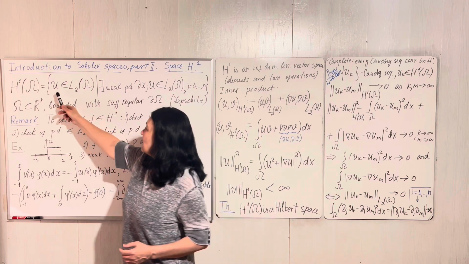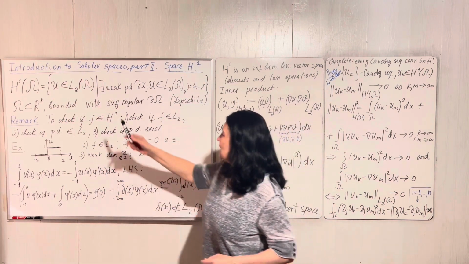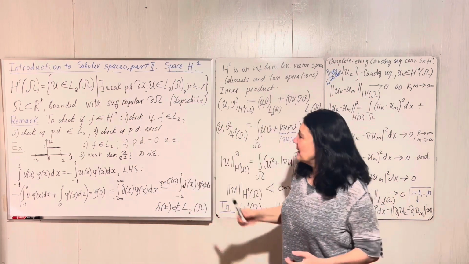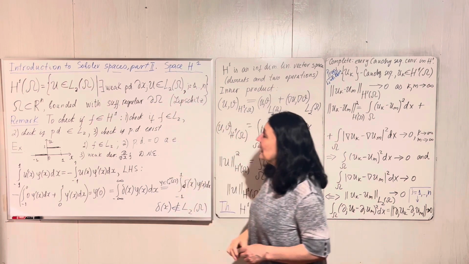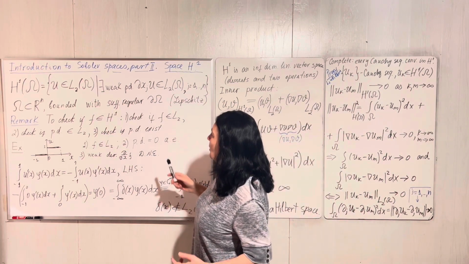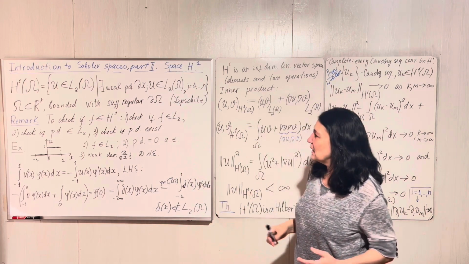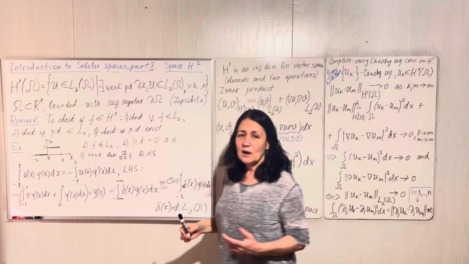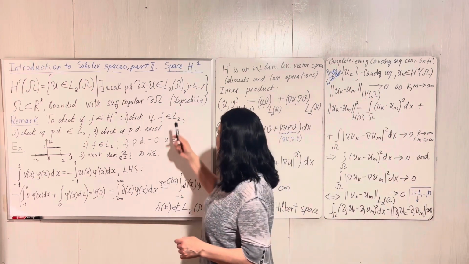We take functions u that are in L2 and such that for them there exist weak partial derivatives, and the weak partial derivatives are also in L2. We're talking about L2 of omega, and we will assume that omega is a domain in R^n which is bounded and has a sufficiently regular boundary, for instance a Lipschitz boundary.